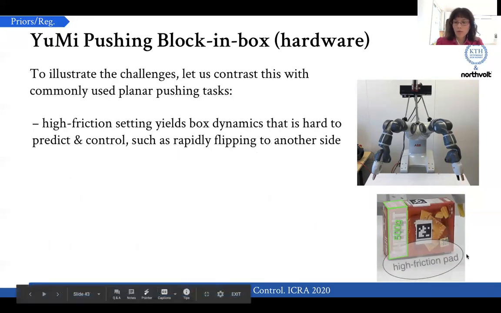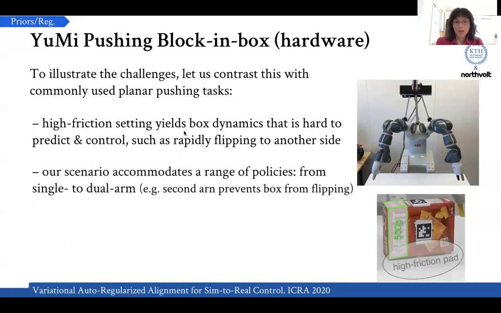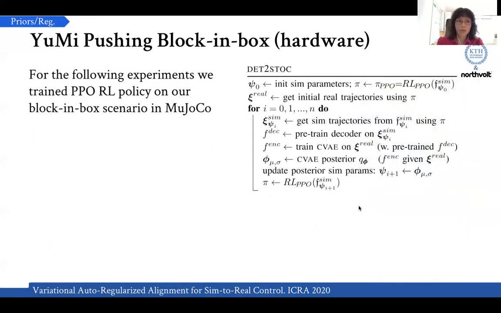We introduced a high friction condition where we place a high friction pad underneath the box, and that can have unpredictable behavior like rapid flipping of the box to the other side. Our scenario can also accommodate a wide range of policies, like pushing with one hand or one arm, or pushing with two arms.